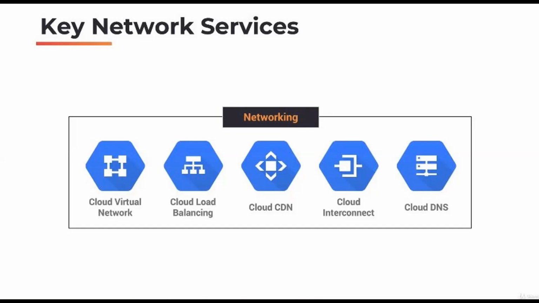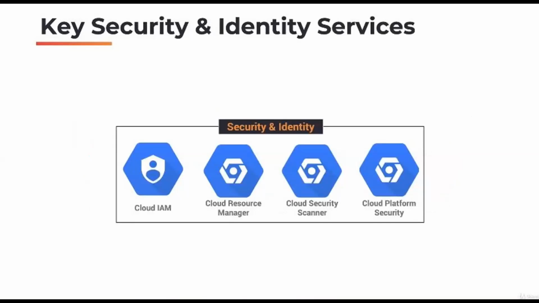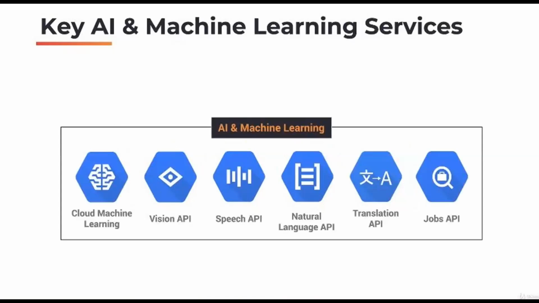Cloud interconnect, again, is nothing but connecting the network. DNS, again, the route tables and things like that. We'll briefly touch them, guys. Okay. Security and identity. So cloud IAM is similar to the AWS IAM. Resource manager is used for monitoring the resources. Security scanner, again, is something related to security. Platform security is also related to security. I have not really looked much into it, but just a rough idea, guys.